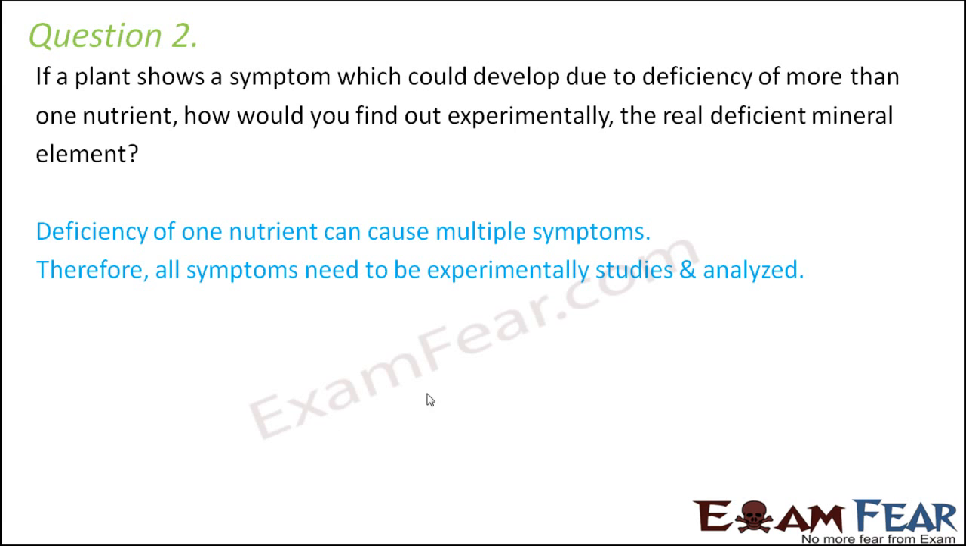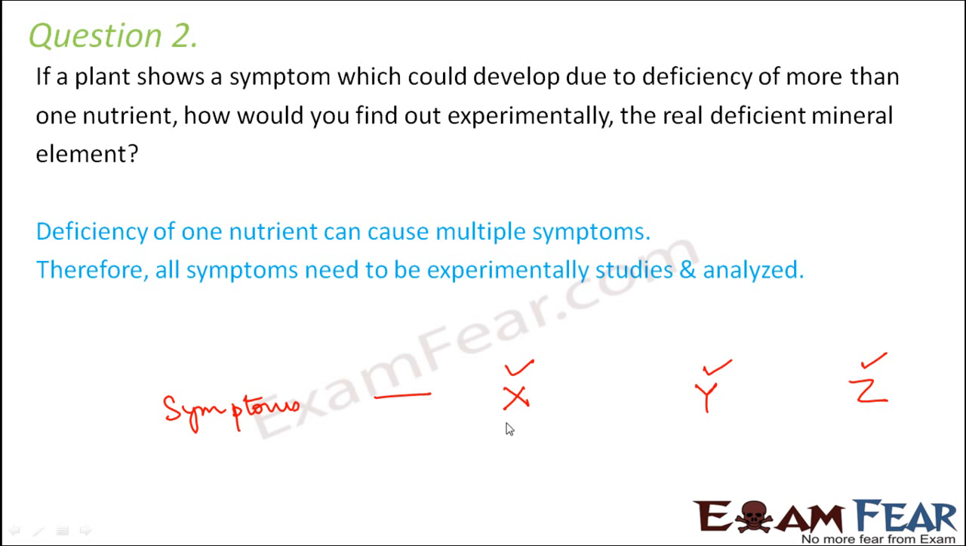the following symptoms are seen in a plant. So the symptoms that you observe in a plant are X, Y, Z. I am not naming what are these symptoms. This X can be yellowing of leaves, Y can be retarded growth, Z can be delayed flowering. So these are the three symptoms which you observe in a plant.